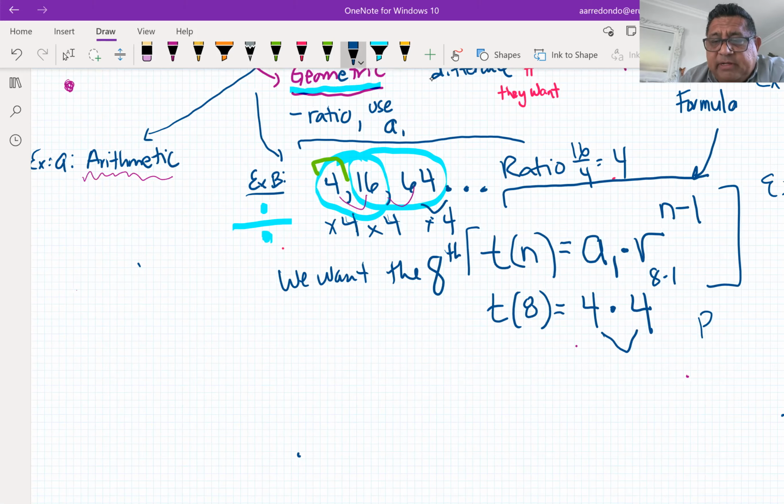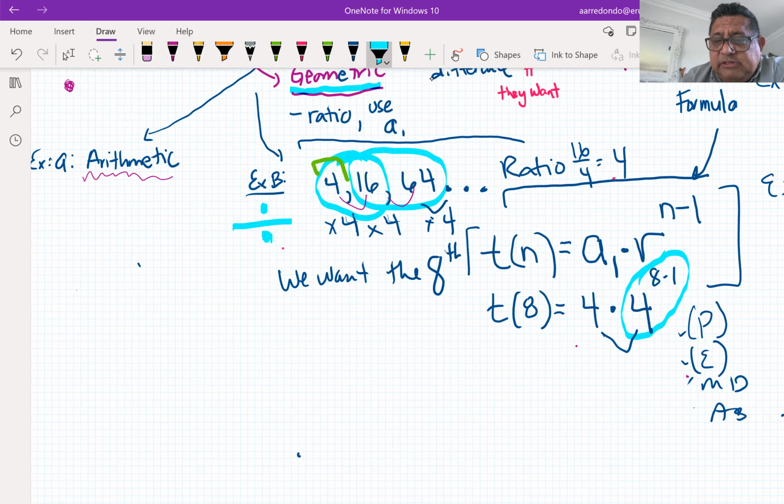You guys remember PEMDAS. Please excuse my dear Aunt Sally. That's going to say, are there any parentheses? No. Are there any exponents? Yes. So you see, we have to do that first. And then whatever number we get, we will multiply it by 4. Now remember, if I do 4 to the 8 minus 1, let's rewrite it. 4 times 4 to the 7th.